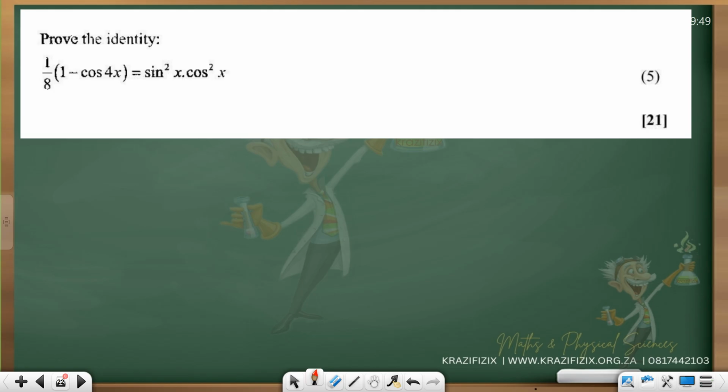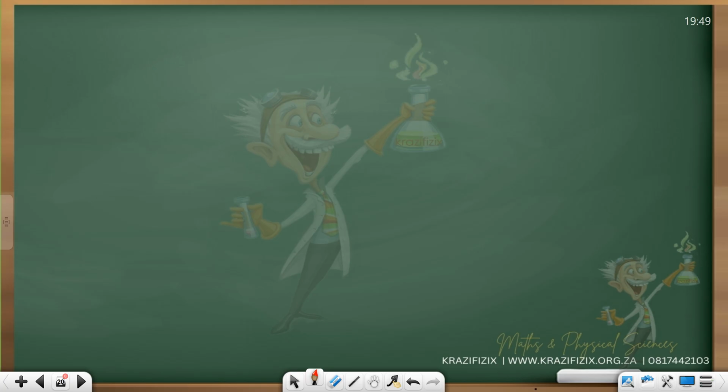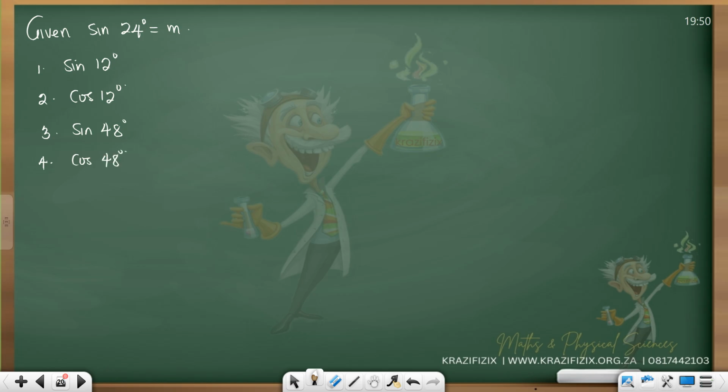Let's prove this identity. But before I do that, let's quickly do one half angle and double angle. Given that sine 24 equals m: 1, find sine 12; 2, find cos 12; 3, find sine 48; 4, find cos 48. I'm playing around with all of this and I can add more. Let me add one more. Find sine, add 2 more.